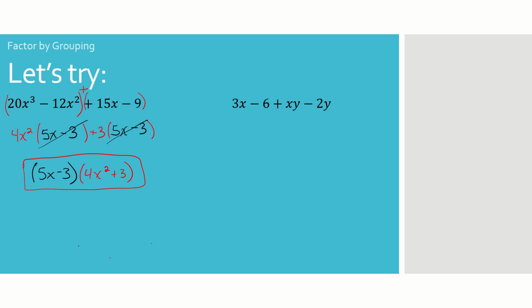Let's go into our grouping method. Our first step is to group the first 2 terms, then group the second 2 terms, keeping all the signs inside the parentheses, and put a plus in between. Now we look for a GCF in the first group. 3x minus 6, that GCF is going to be 3. And then I can factor it out.